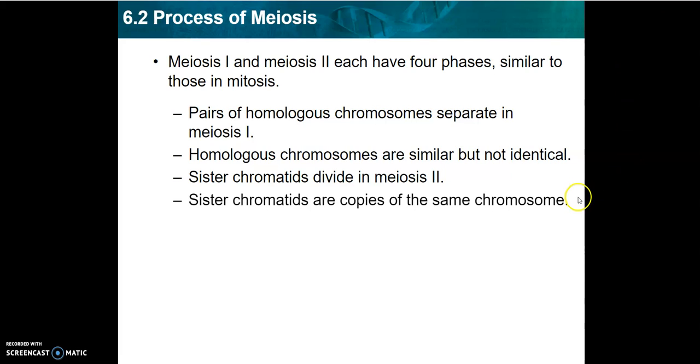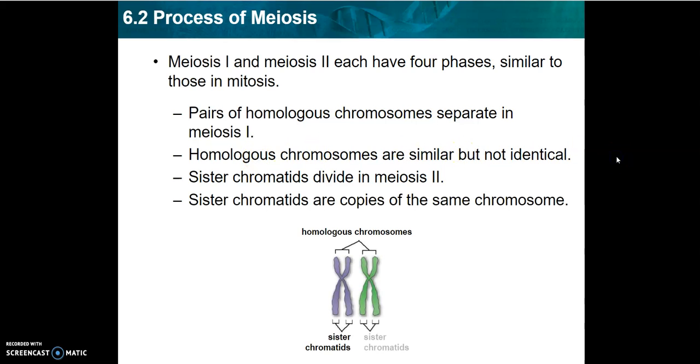So remember, during interphase, we made a copy of all of our DNA. And so what happened was, each of those individual chromosomes produced an exact copy of itself. And those stuck together, and we call those sister chromatids. Now, those homologous chromosomes are, remember, like the right sock, left sock. They're similar, but not identical. So there you can see the diagram.